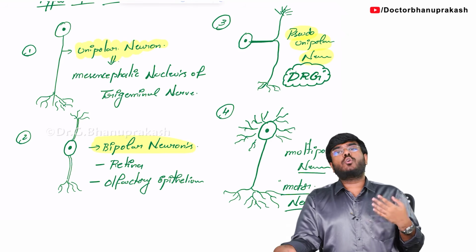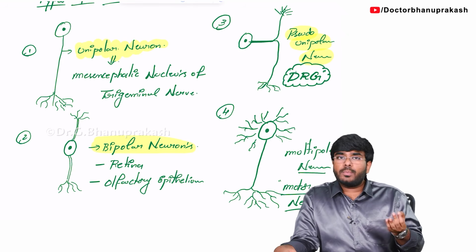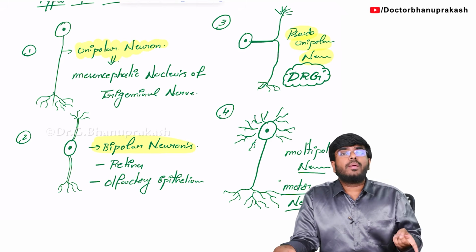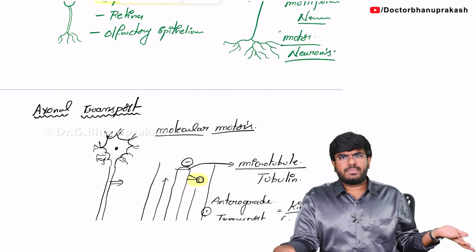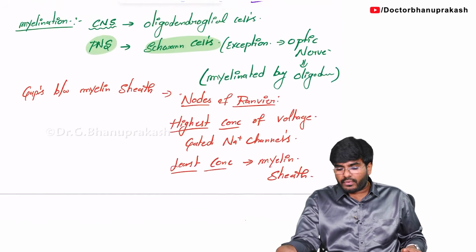How many types of neurons are there? Four types of neurons: pseudo-unipolar, multipolar, bipolar and unipolar. Unipolar neurons are present in the mesencephalic nucleus, bipolar in the retina, pseudo-unipolar in the dorsal root ganglion, and multipolar neurons are present in the periphery. An example is a motor neuron. So with this, I am concluding the topic of nerve and neuron.